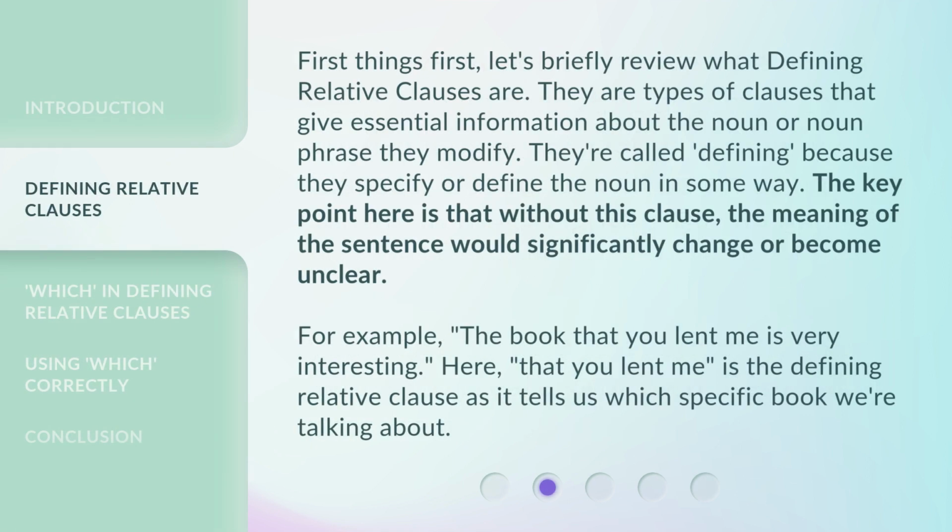First things first, let's briefly review what defining relative clauses are. They are types of clauses that give essential information about the noun or noun phrase they modify. They're called defining because they specify or define the noun in some way. The key point here is that without this clause, the meaning of the sentence would significantly change or become unclear.